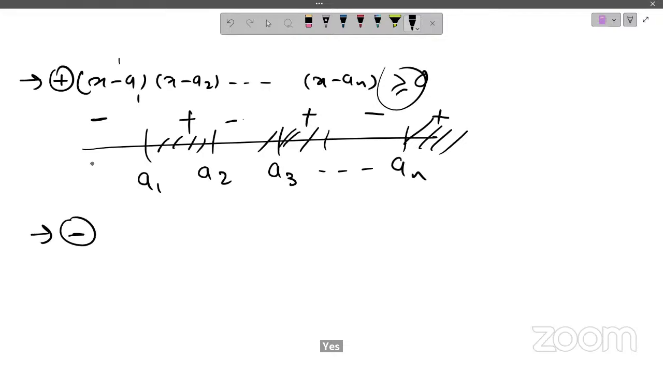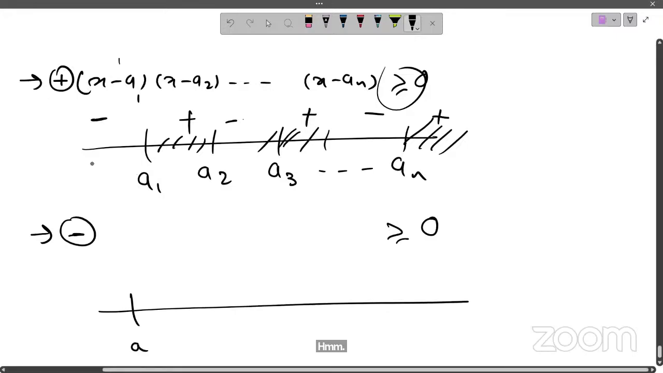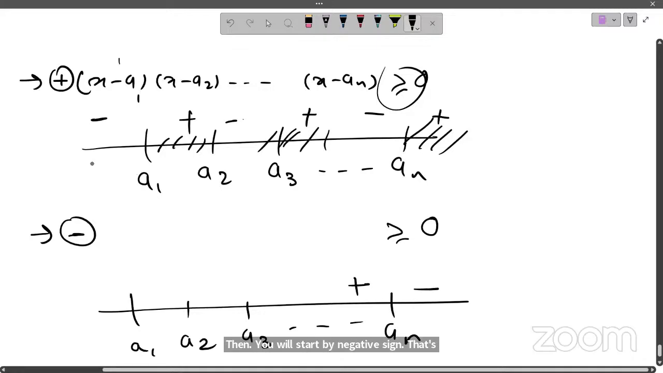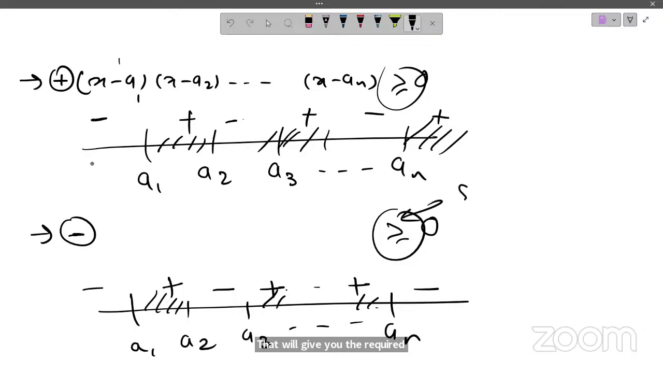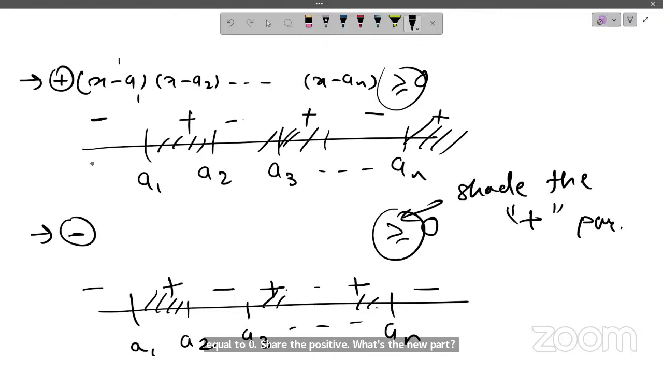Similarly, if you have a minus sign here, and again you want greater than or equal to 0, then you will start with a negative sign. Negative, positive, whatever it is, and then again negative, positive, negative. Then shade the positive sign. That gives you the required answer. For greater than or equal to 0, shade the positive part. And for less than or equal to 0, shade the negative part.